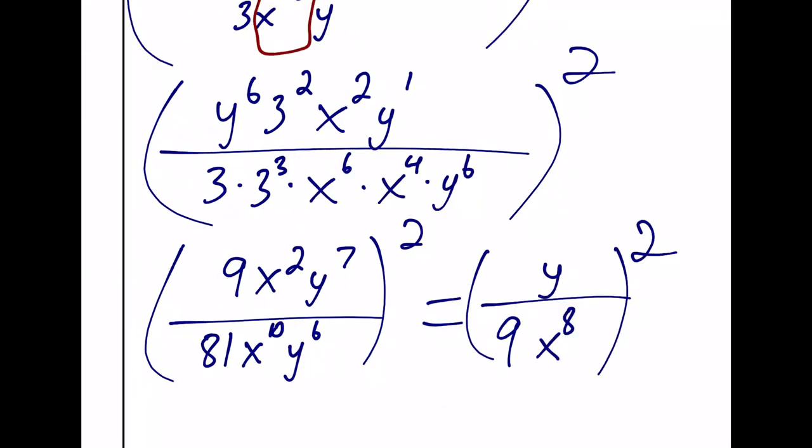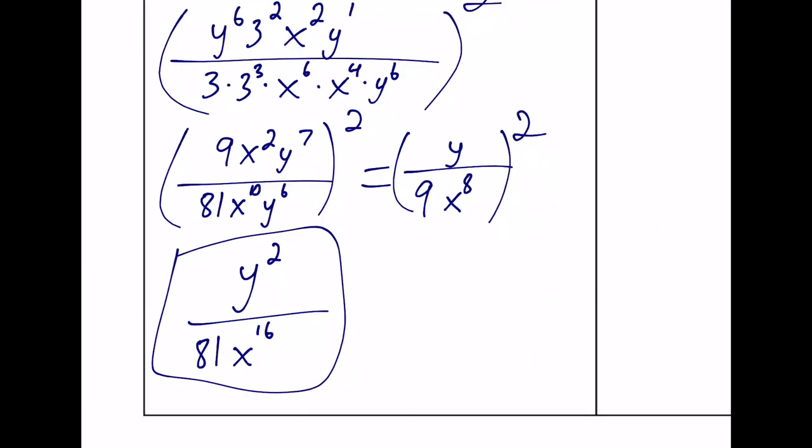If I clean things up a little bit by simplifying 2 minus 10, I see I have a negative 8. And for y, 7 minus 6, I have a positive 1. That tells me where those go. 9 and 81 can both be divided by 9. And then the last step is to distribute this last power, the 2.